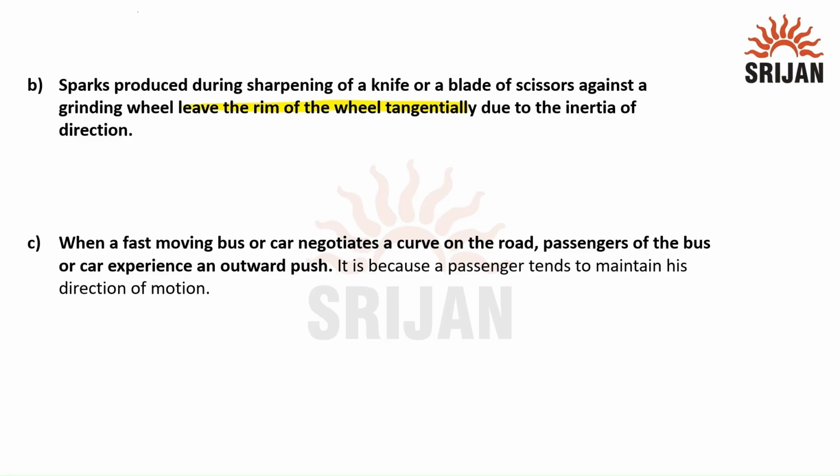Now, the third example is one you must be familiar with. When a fast moving bus or a car negotiates a curve on the road, passengers of the bus experience an outward push. You must have experienced, when there is a sharp turn, an outward push. It is because a passenger tends to maintain his direction of motion, and this is due to the inertia of direction. I hope this topic is clear to you.